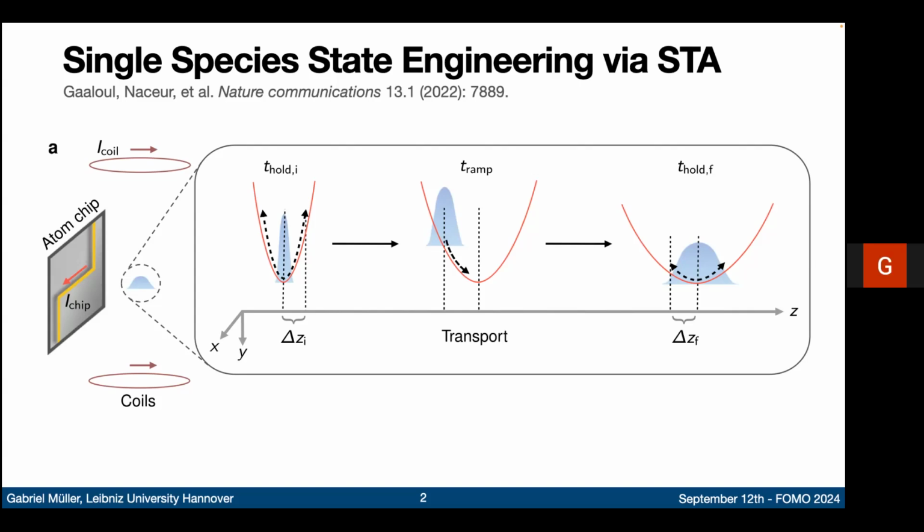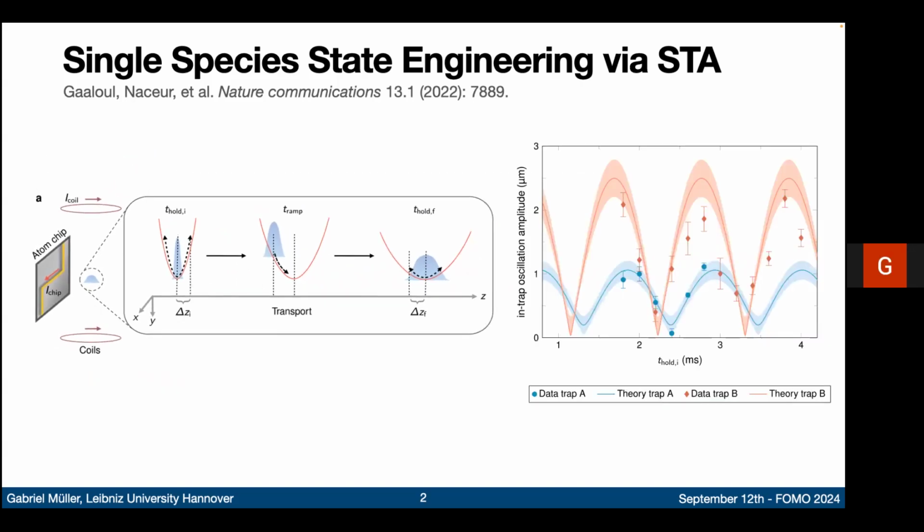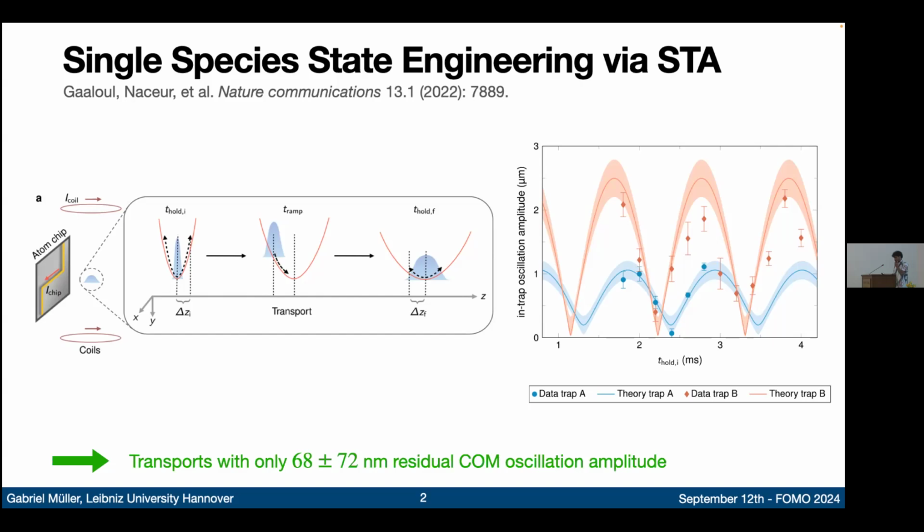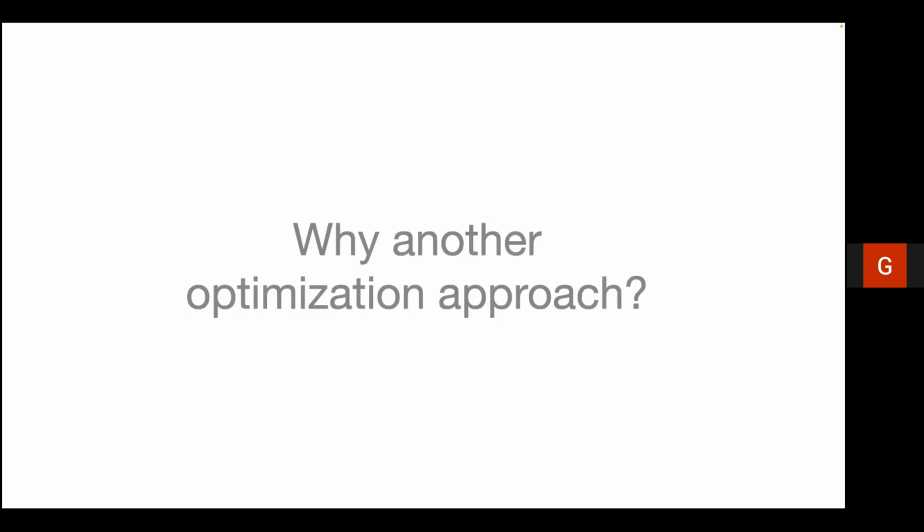Here there are different ways to design these transports. One well-known way is called shortcut to adiabaticity, STA. What this does is it reduces the extent of residual oscillation. This was even successfully implemented in space on Cal and published by Nasser et al. What you see is that you have very good control over the in-trap oscillation after the transport, reaching levels of residual oscillation of only 68 plus minus 72 nanometers. So very small oscillations.